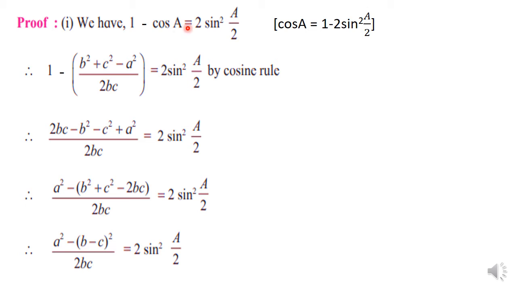So we get 1 minus. Now cos A by the cosine rule, it becomes b square plus c square minus a square upon 2bc. RHS is kept as it is. Now in the next step, we cross multiply with 2bc and equalize the denominator on the LHS. When we open the bracket, the signs change. So plus becomes minus and minus becomes plus over here.